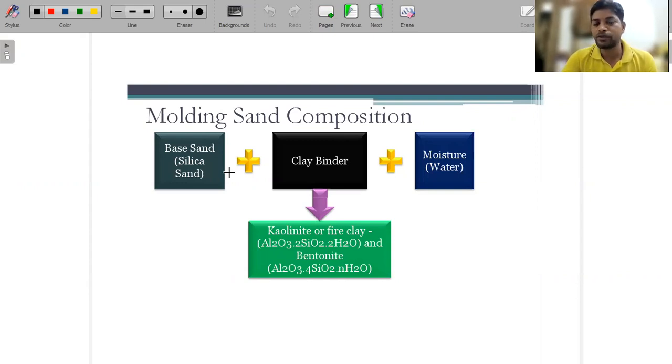This molding sand is a combination of basic sand, which we can say is silica sand because it is naturally available. We are adding clay binders along with that. There are two basic types of clay binders, the kaolinitic and the bentonitic. And if there is a need for water content to create moisture, then we use it; otherwise there is no need. That depends on the property of the molding material that we are using.